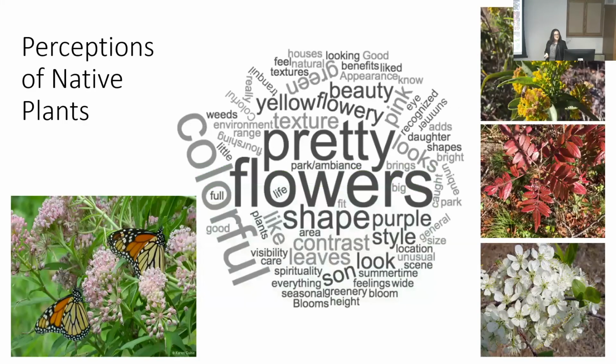And then they asked people, what do they like about the plants shown? So of the plants they liked, what did they like about them? Flowers, that's a big one. Things like milkweed, beach plum, solidago, they all have nice showy flowers and people really like them. They said they were pretty and colorful. They like the shape, the purple, that's New England aster, right there.